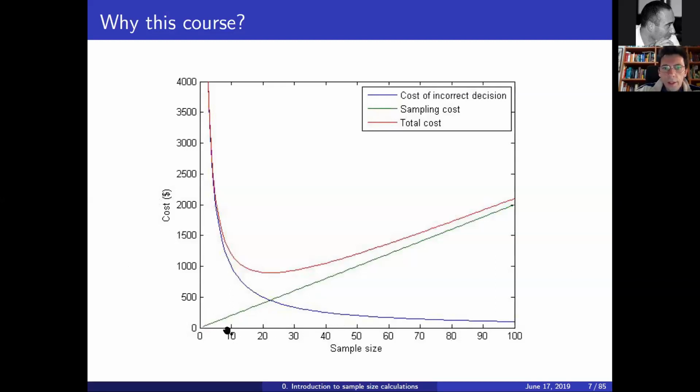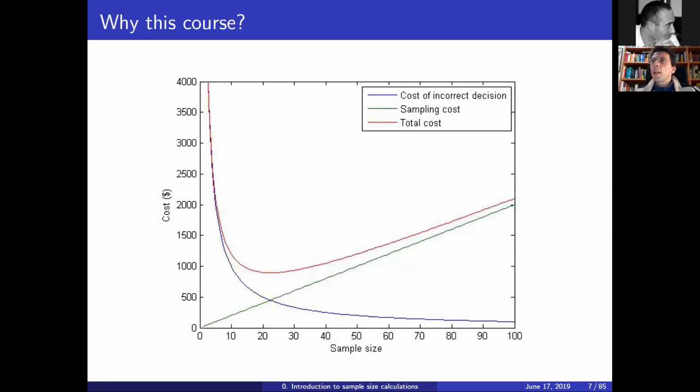So here in green, I don't know if you see my cursor, you have the cost of the experiment. So the more animals you use, the higher the cost, and we can think of it in a linear way if you want. And here in blue is the cost of taking an incorrect decision.